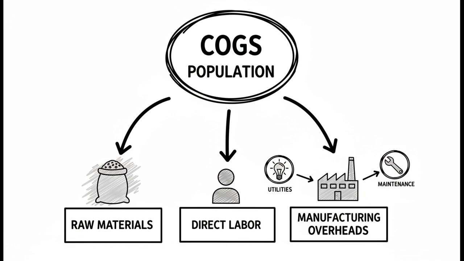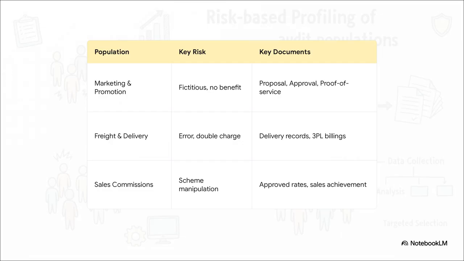That bucket needs to be split up even further. Each of these is its own population, with a unique risk profile, which means it needs its own unique test. Now let's talk about selling expenses. This is an area where fraud can really hide, so just lumping everything together is a recipe for disaster. I mean, look at this.